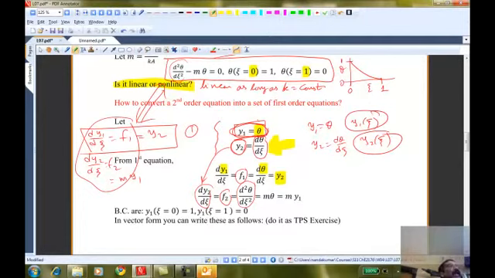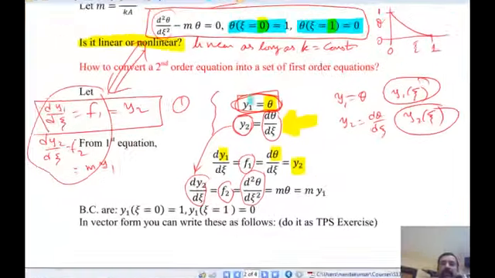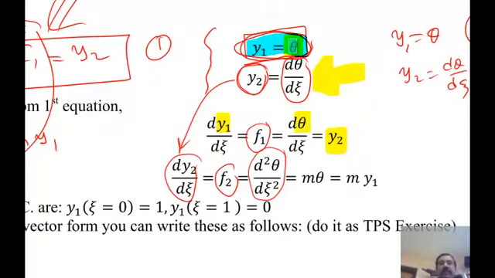So I need to be able to transfer the boundary condition also. The boundary conditions were written in terms of theta at psi equal to 0 and theta at psi equal to 1. Now I don't have theta. I've forgotten theta. I've converted that into y1 and y2. So I need to express the boundary conditions also in terms of y1 and y2. How do I do that? Well, y1 is nothing but theta. So if theta at psi equal to 0 is 1, what is y1? Y1 is 1.